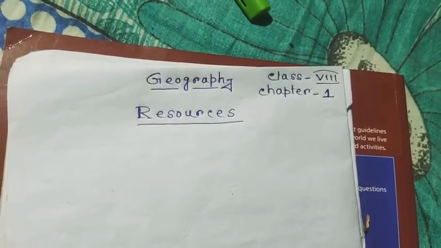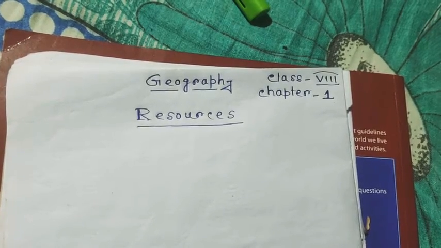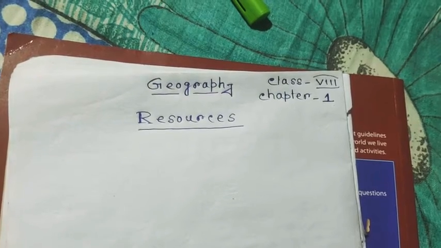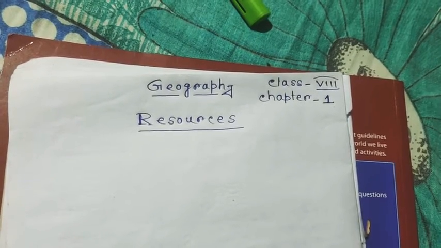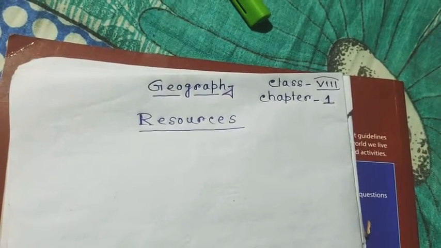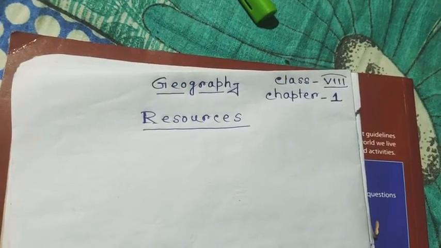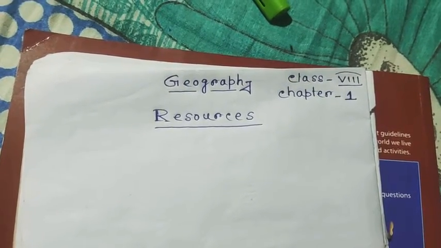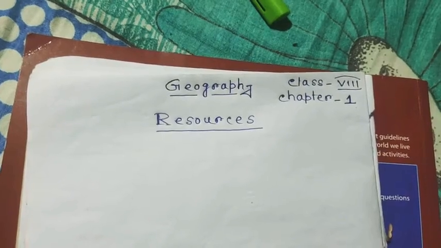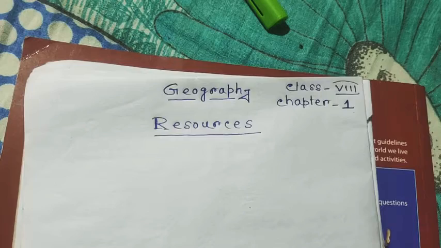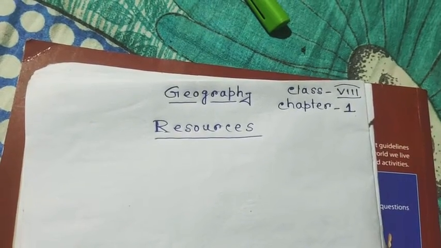Those which fulfill our needs will be called resources. They work as utility. Utility or usability is what makes an object or substance a resource. Now, every resource has some value, like coal and petroleum give us fuel, and the air from which we can take breath.